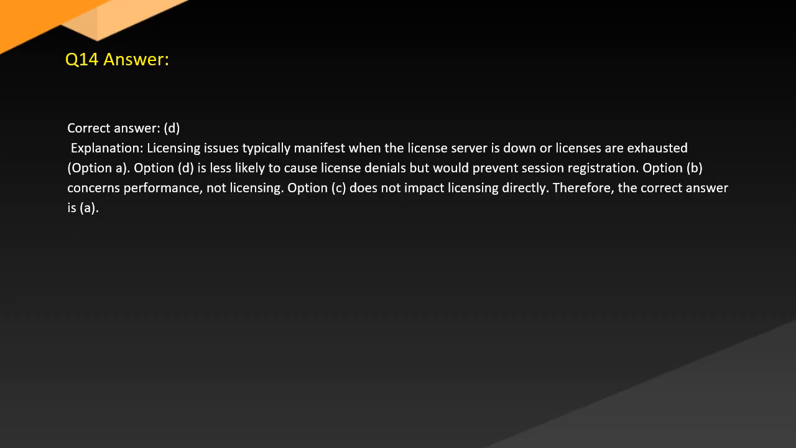Option A. Option D is less likely to cause license denials but would prevent session registration. Option B concerns performance, not licensing. Option C does not impact licensing directly. Therefore, the correct answer is A.